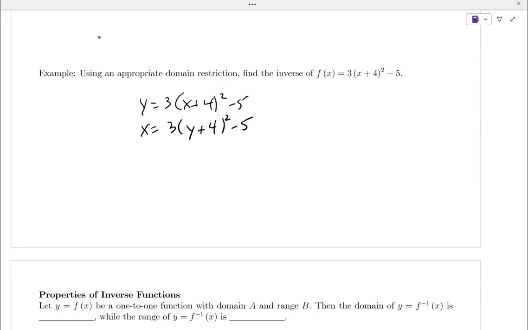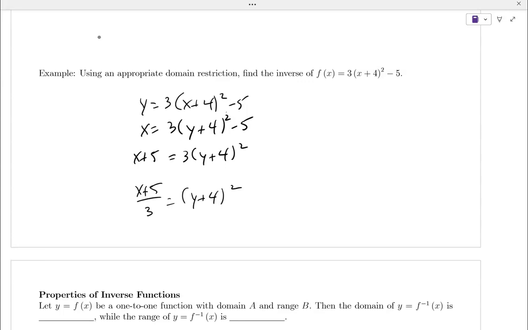Eventually, I'm going to have to get rid of the square, right? So let's isolate the square first. To isolate the square, what do we need to do? Yeah, add the 5 to both sides. And then divide by 3. Good. So far, so good.